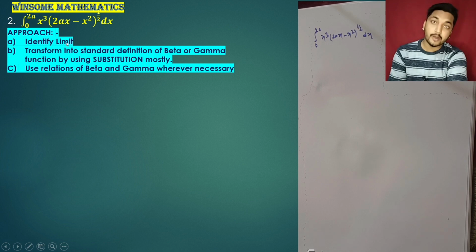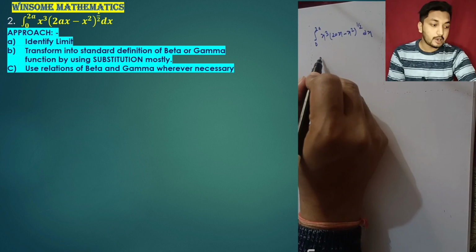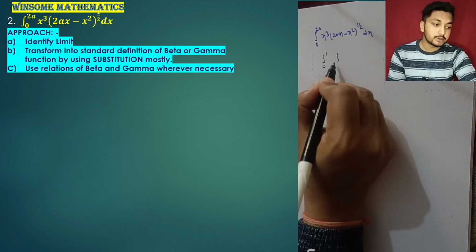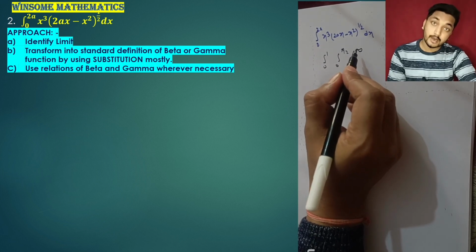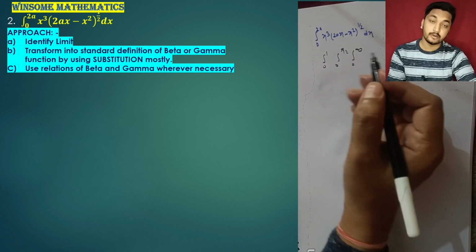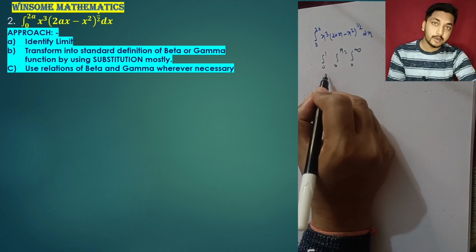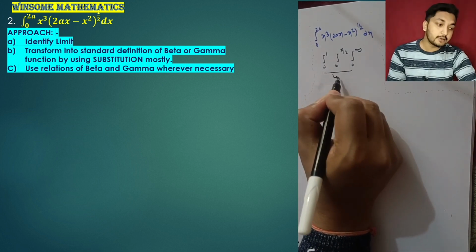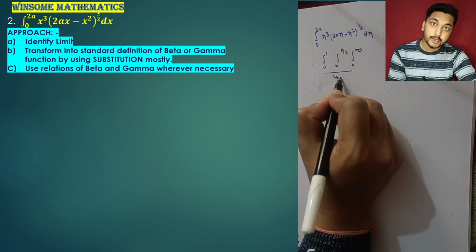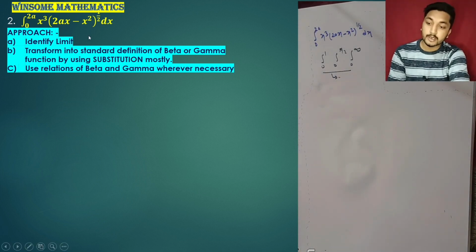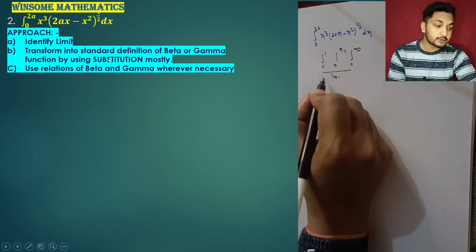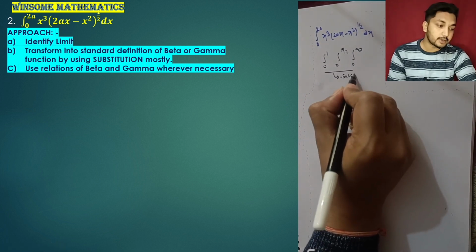First, identify the limit. Like in the previous question, our standard limits were 0 to 1, 0 to pi by 2, and 0 to infinity. And why is this so? Again, please watch that video. In brief, these are the limits used in the definition of beta and gamma. Anyhow, we have to transform the integral into the definition of beta m, n or gamma n, and we will do it by using substitution.